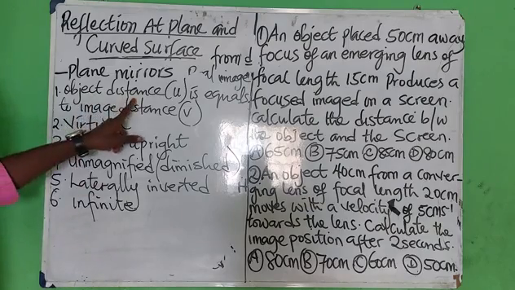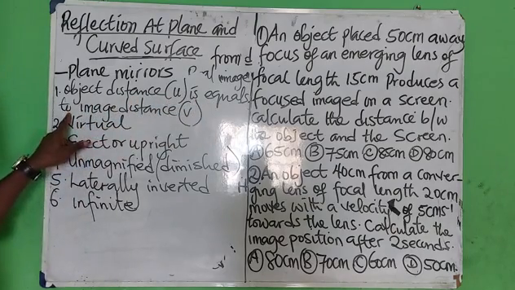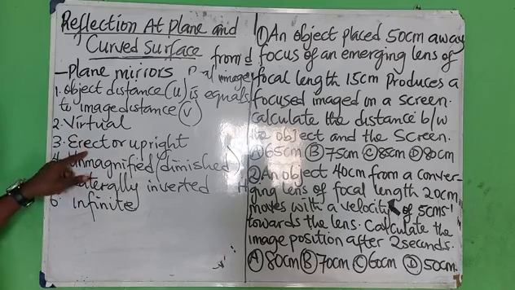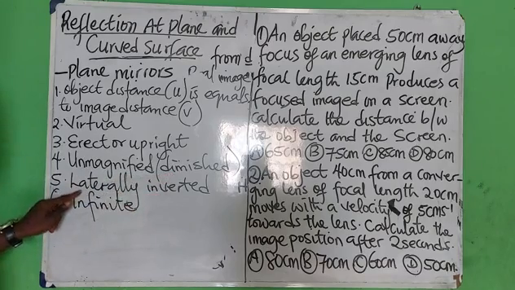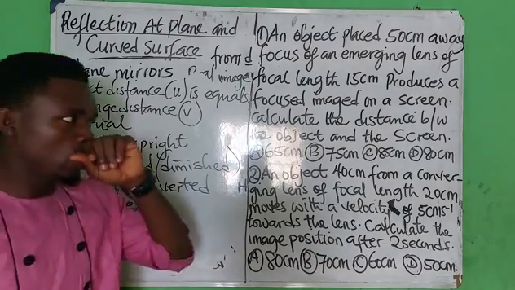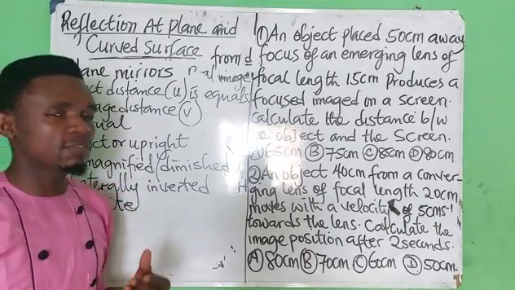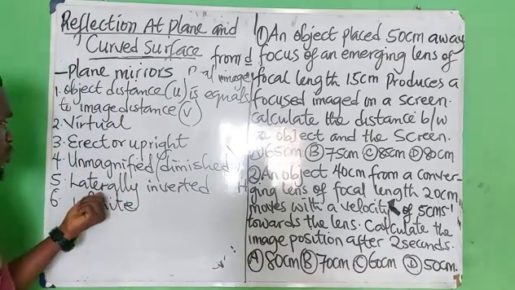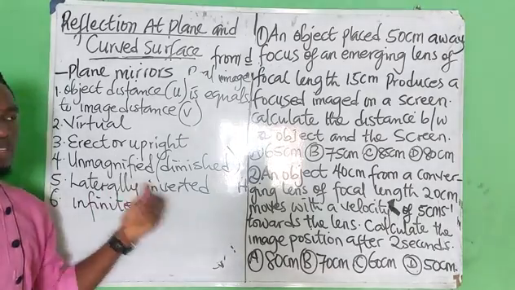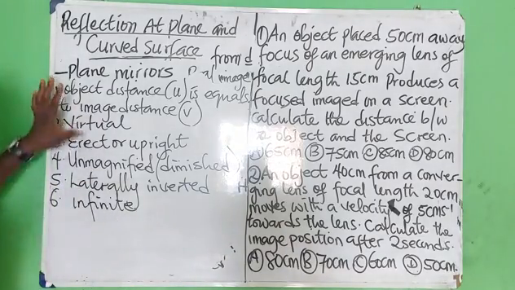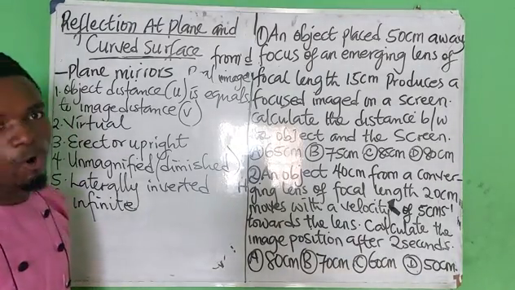Please take note that these are the features of the images formed by a plane mirror. The object distance, which is U, is equal to the image distance V. The image is virtual, it is erect or upright, it is unmagnified, or you say it is diminished. It is laterally inverted. What that means is sometimes you look at yourself in the mirror, you would observe that your right hand becomes your left hand and your left hand becomes your right hand. That is what we mean by laterally inverted. So these are the features of the image formed by a plane mirror.